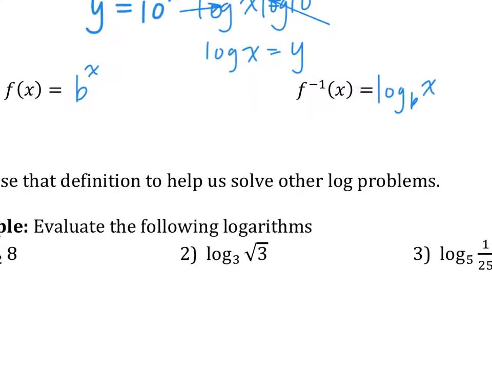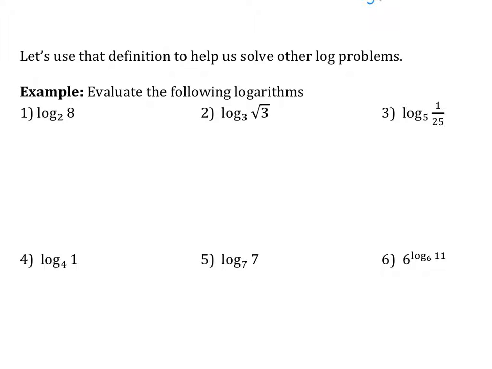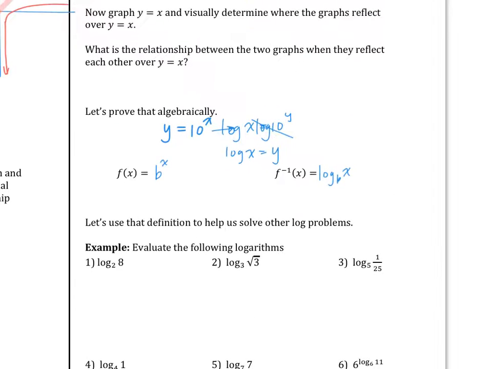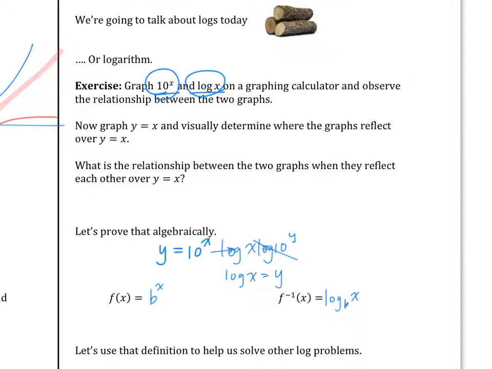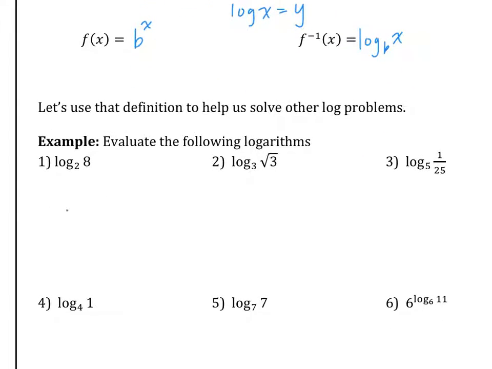Okay, let's go ahead and have you try these now. Now that you know how to use your log rules, please try 1, 2, 3, 4, 5, 6. Okay, number 1 is 3, 2 is 1/2, number 3 is -2, 4 is 0, 5 is 1, and 6 is 11.